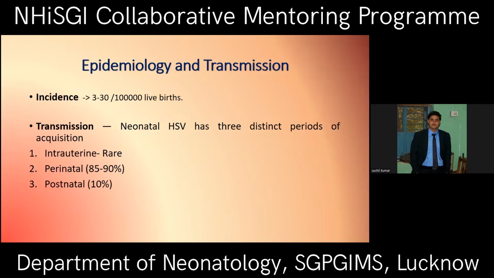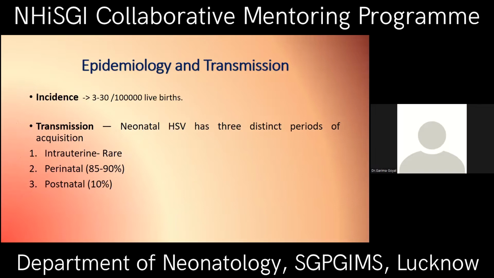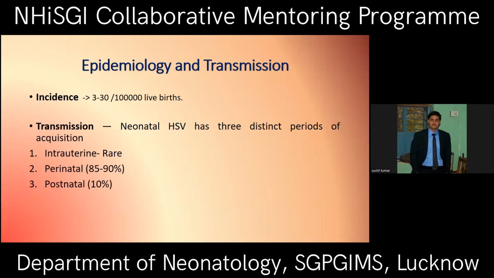The incidence of these infections varies from 3 to 30 per 1 lakh live births. Regarding the mode of transmission, a total of 3 distinct periods of acquisition have been documented in this group of viruses: intrauterine, perinatal, and postnatal. As you can see, intrauterine is a very rare phenomenon, occurring in as low as 5 to 6%, whereas perinatal is the major modality of transmission, accounting for as high as 85 to 90% of these cases. Postnatal acquisition constitutes 10% of cases.